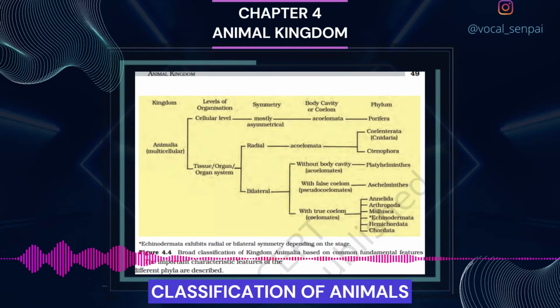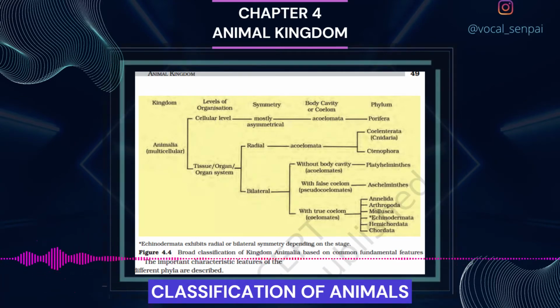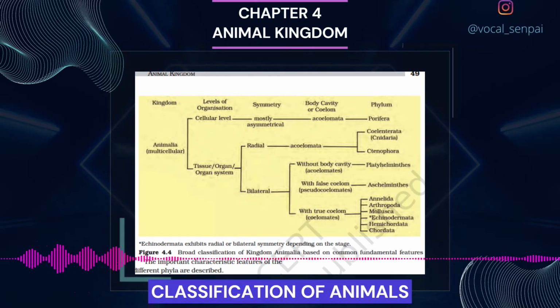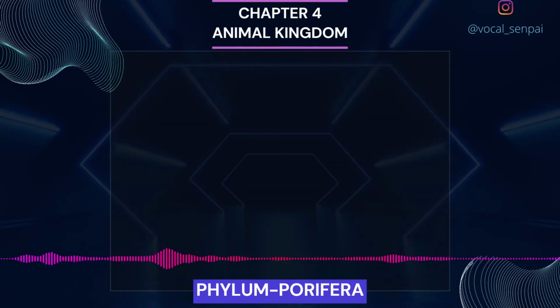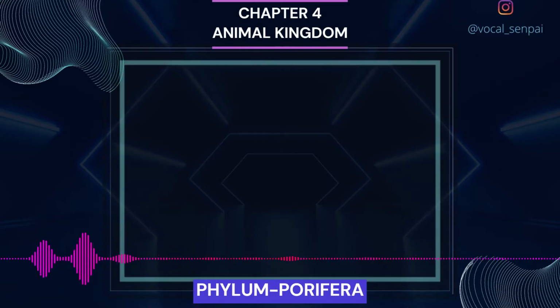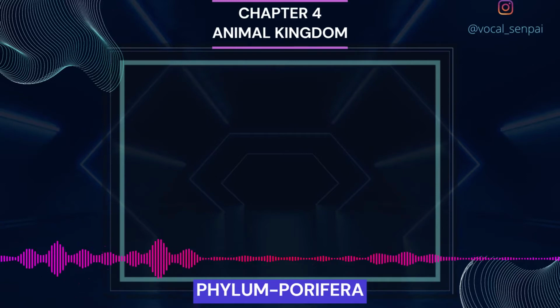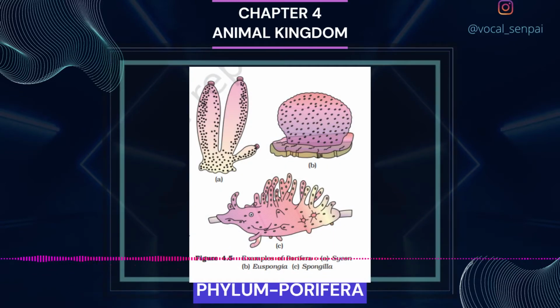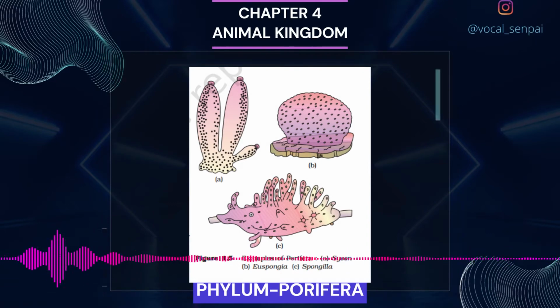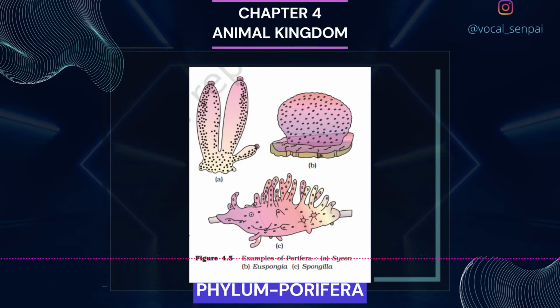Classification of animals. The broad classification of Animalia based on common fundamental features, as mentioned in the preceding sections, is given in Figure 4.4. Phylum Porifera. Members of this phylum are commonly known as sponges. They are generally marine and mostly asymmetrical animals. Figure 4.5. These are primitive multicellular animals and have cellular level of organization.